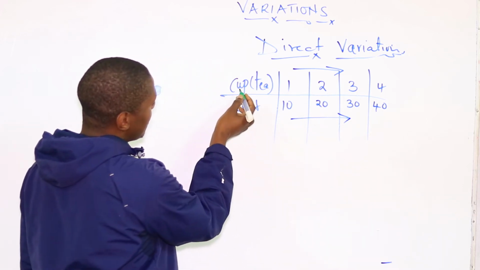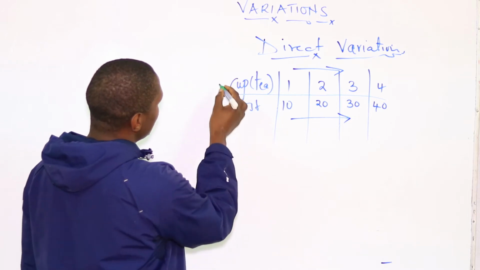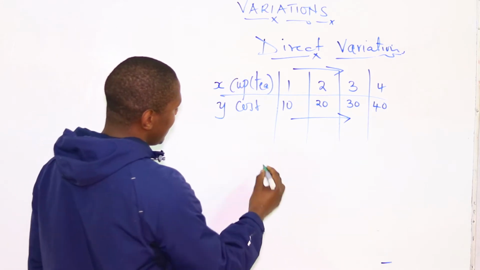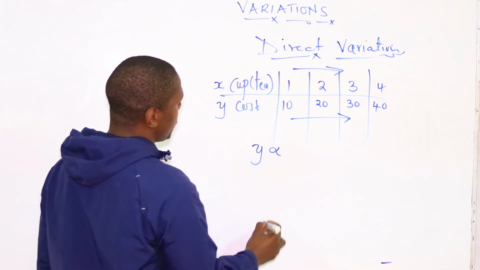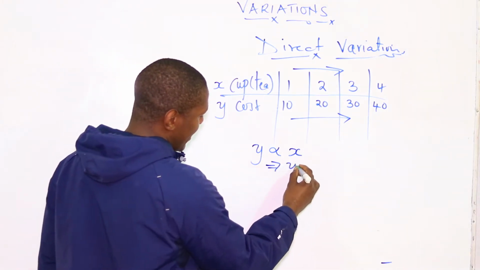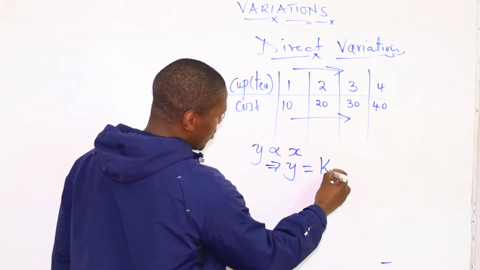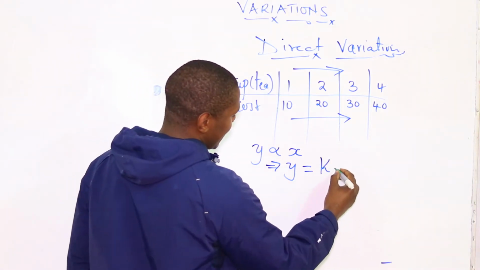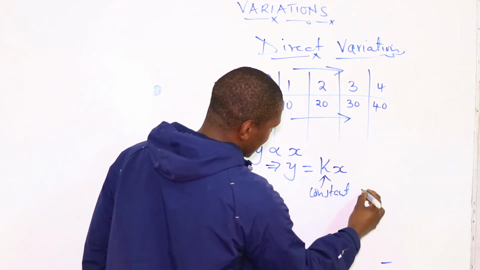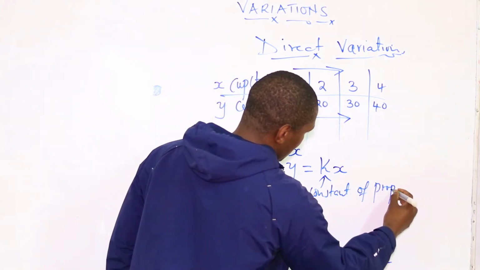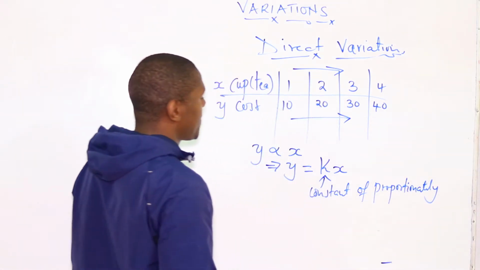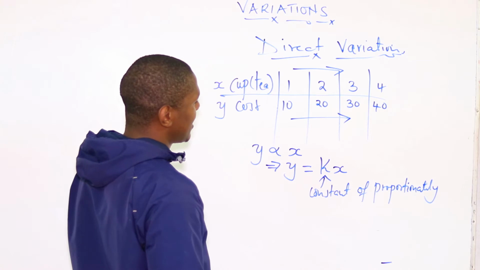So if we let the cup of tea be X and the cost be Y, then Y is directly proportional to X, implying that Y is equal to, we introduce a constant of proportionality K, times X. So this K here is a constant of proportionality. And what is this constant of proportionality?